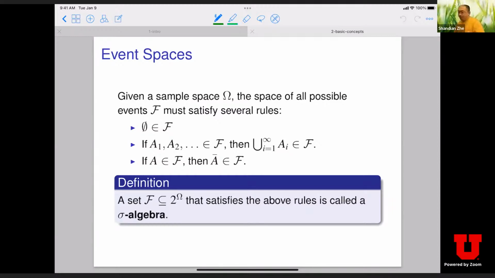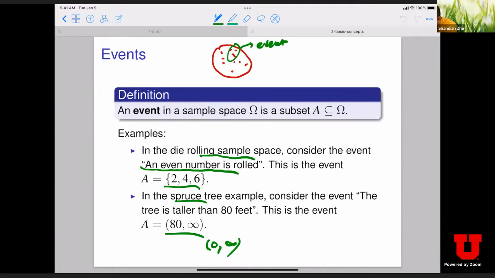Suppose, going back to here, we know that this is a sample space, and I pick a subset of elements in the sample space and create one event. And I pick another subset of elements and create another event. Can I just create whatever arbitrary collection of events, and then say, okay, this is my event space? Do I have such freedom?